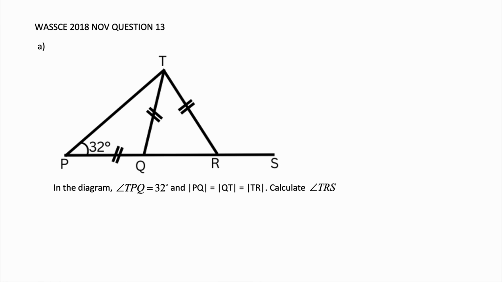In today's video, we'll be solving question 13 of the 2018 Nov-Dec core maths theory questions. We'll begin with question 13a. In the diagram, the angle TPQ is equal to 32 degrees and the line PQ is equal to the line QT, which is equal to the line TR. Calculate the angle TRS. So let's begin with our solution.